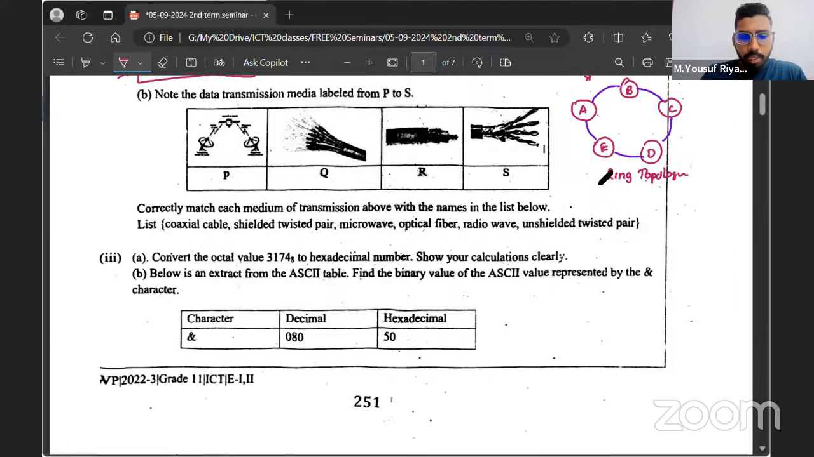Note the data transmission media labelled from P to S. So you can see here they have given certain devices. The P looks like a router. Is it correct to say a router connects a network to the internet? No. A network is connected to the internet using a modem. A modem is what connects a network to the internet.